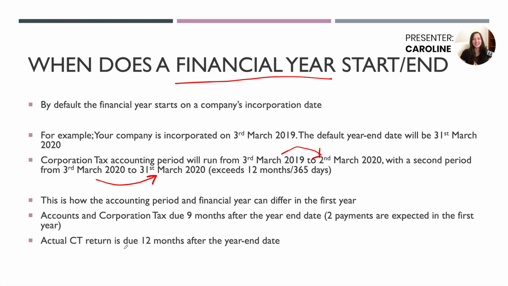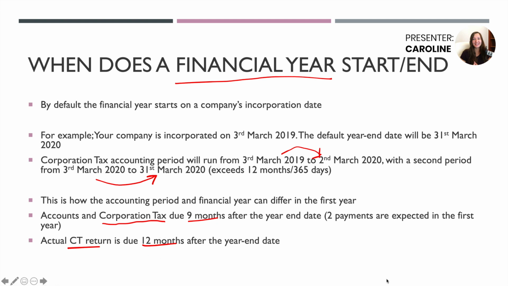The annual corporation tax return is due 12 months after the year-end date. So the actual corporation tax payment is due 9 months after, and the corporation tax return is due 12 months after. It's a little bit weird, but basically we do them together, because you can't really pay the corporation tax without knowing what to pay, which requires submitting the return. But at least if you don't submit the return in time, you've still got a few more months left to do that.